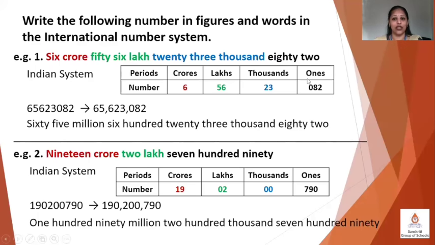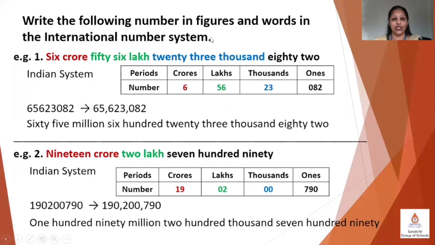We all know that the ones period has 3 digits. So how do we write 82 in 3 digits? We write it as 082. So the number is 65623082. Now we write this in the international number system.